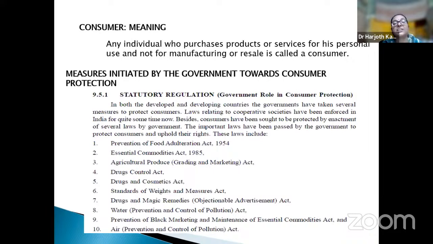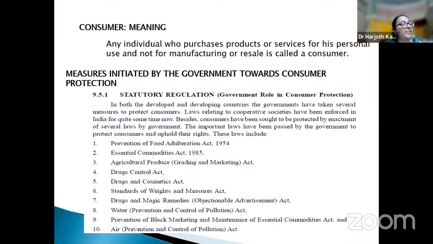Now, measures initiated by the government towards consumer protection. We all know that the government plays a vital role in the protection of consumers. It has enacted many laws and legislations. Among them, the first one is statutory regulation, wherein the government plays a vital role in consumer protection. Many laws relating to it have been passed.